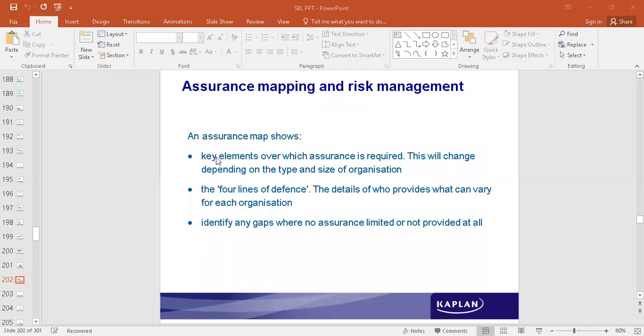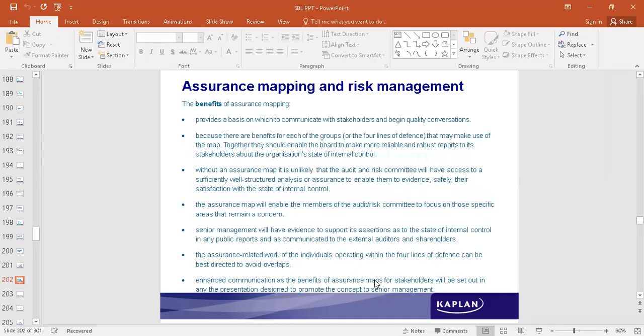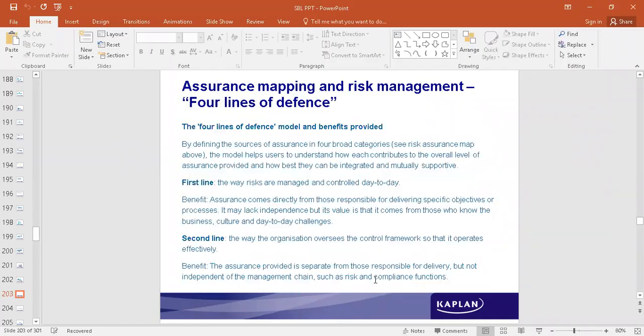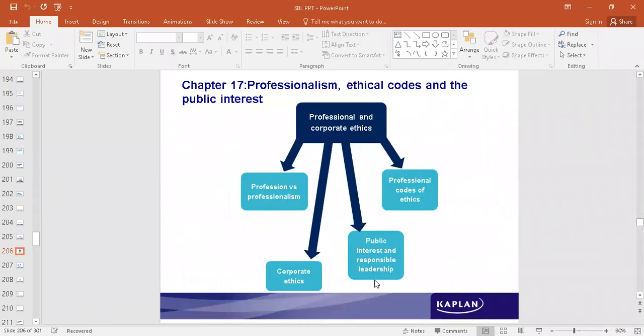An assurance map shows key elements over which assurance is required. There are 4 lines of defense. Identify any gaps where assurance is limited or not provided at all. If the risks are managed appropriately, then the confidence among the stakeholders and the investors will increase, and better business can be taken up in future. So that's a kind of assurance given.